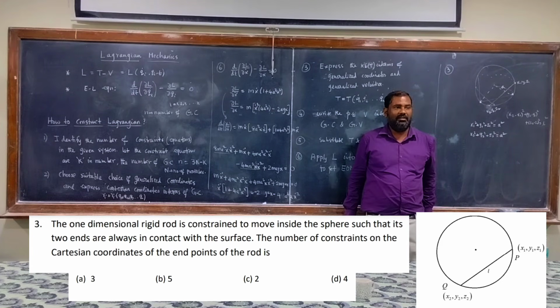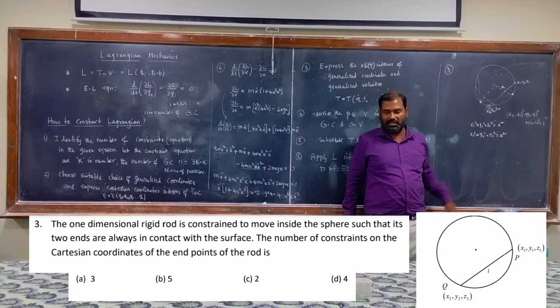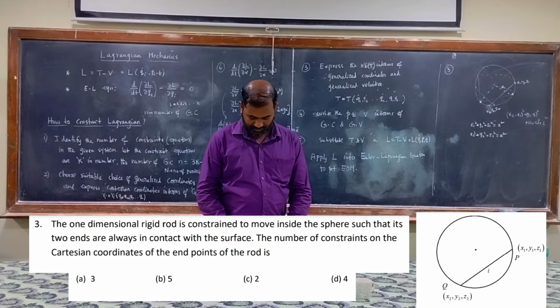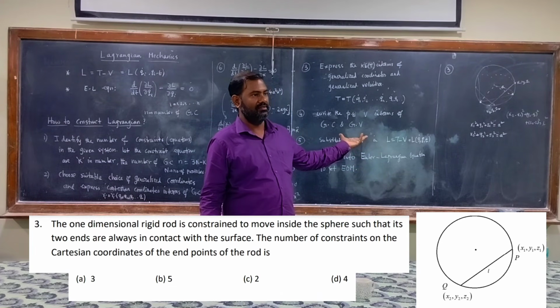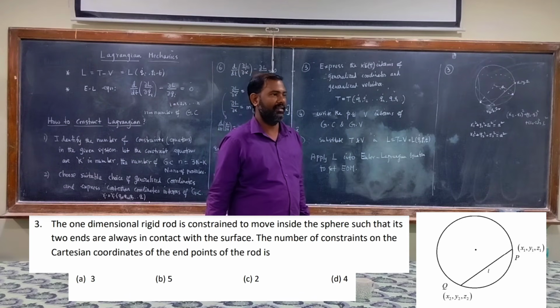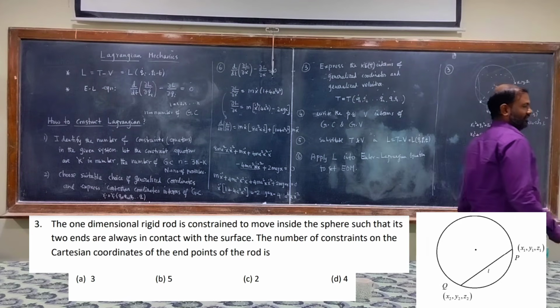So the more constraint is it can move along the surface. So I have 3 constraints. No more. So the answer is now wrong. Of course, now you are free to construct the Lagrangian. Feel free to construct the Lagrangian. You will construct it, of course.